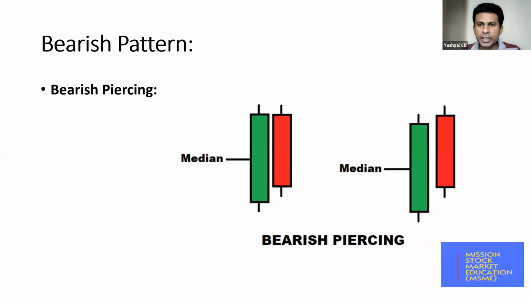Let us move to the next type of bearish candle pattern. So this is the bearish piercing. The first day will be a strong green candle, or bullish candle. On the second day, the prices may open almost equal or a little bit higher than the previous day candle, but it has to close below the median of the first day candle. That is very important.